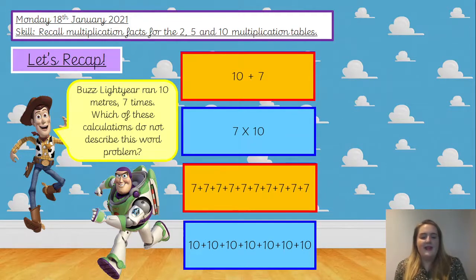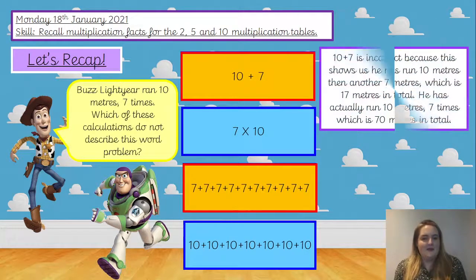Okay, hopefully you will have something along the lines of this. So 10 add 7 is incorrect because this shows us he's run 10 metres and then he's run another 7, which is 17 metres in total. When actually, if we have a look at that word problem, he's run 10 metres 7 times, which is 70 metres in total, not 17. So that first number sentence, 10 add 7, is wrong.